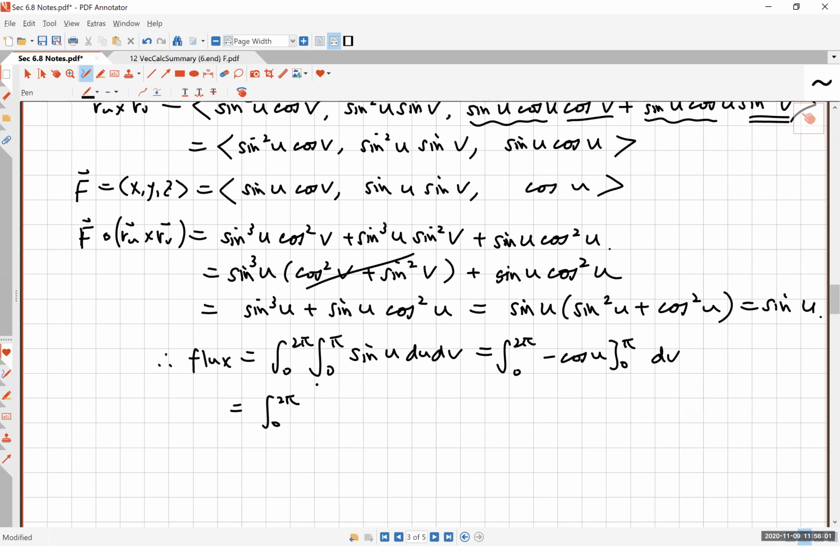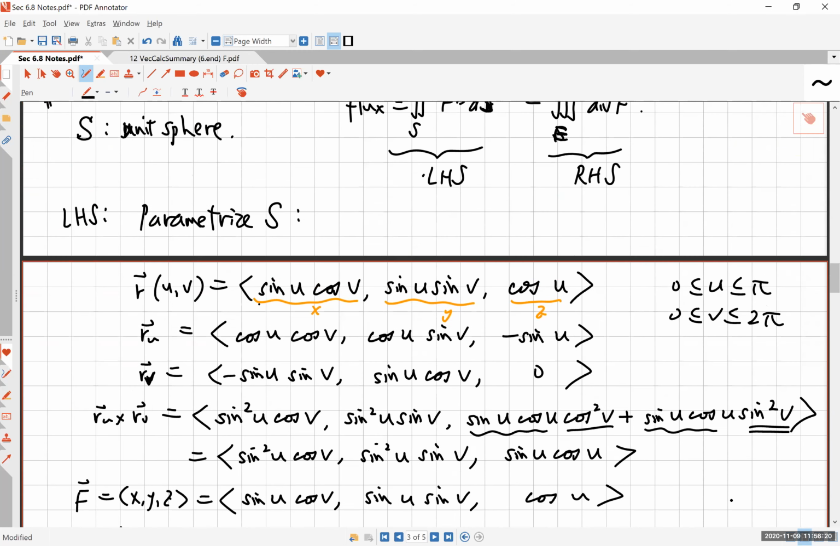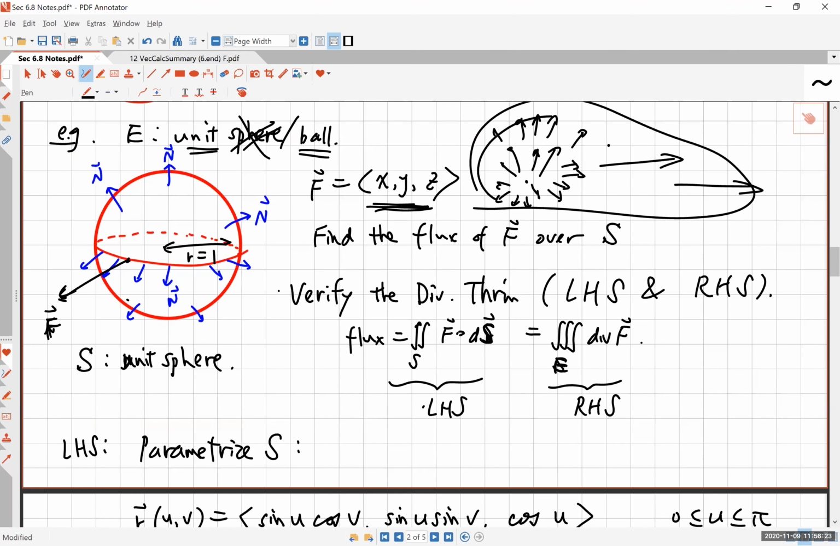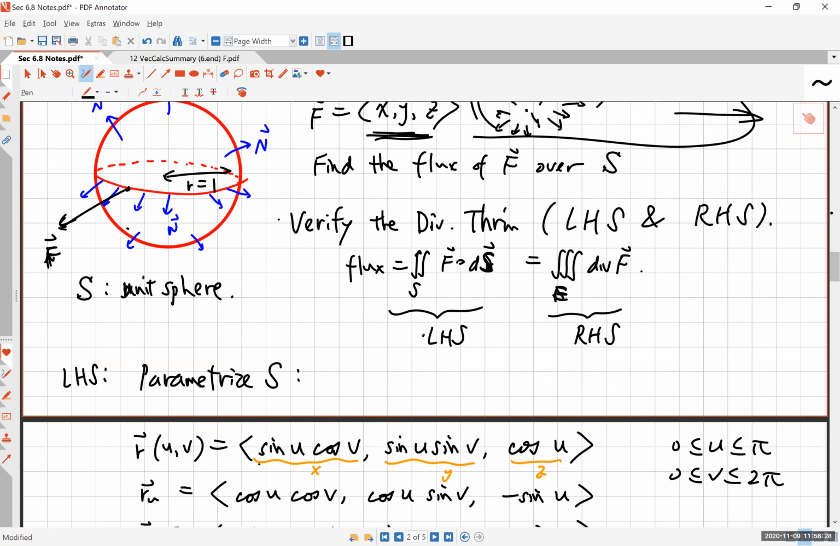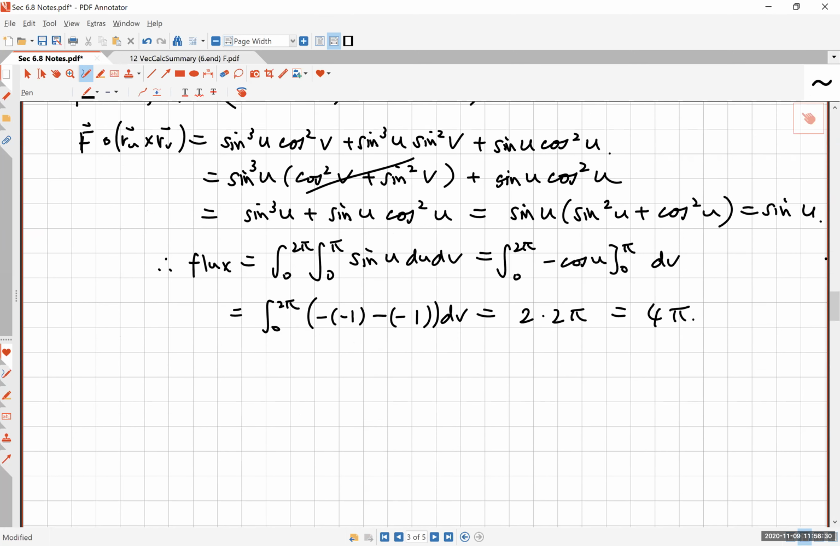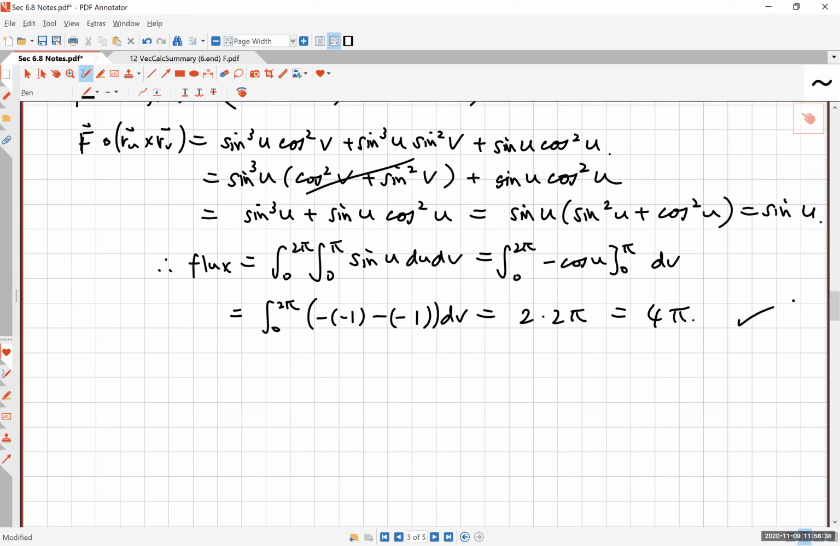And so this is what you get. Now, what's the negative of cosine of pi? That's negative negative 1 minus negative cosine of 0. It's always tricky when you have so many negative signs, but this basically says 1 plus 1. So that's 2 times 2 pi. The answer is 4 pi. So going back to that, remember everything's coming out of the unit sphere, and it turns out the total flux of that energy or fluid from inside the spherical bubble to the outside world turns out to be 4 pi. Okay, check mark.